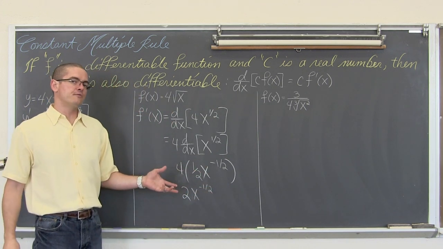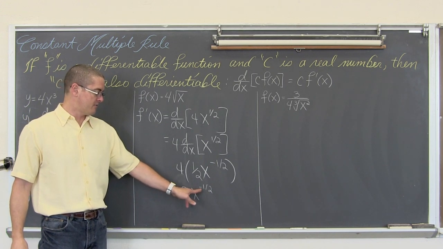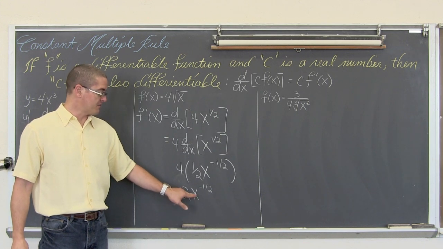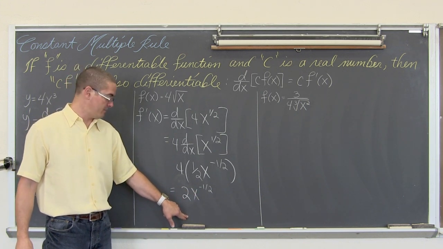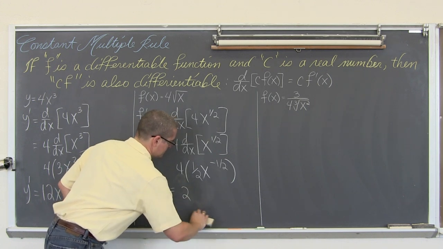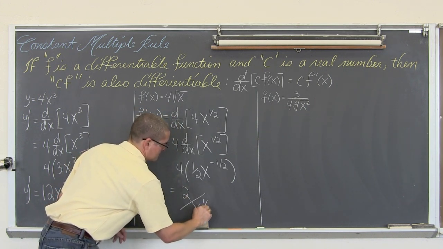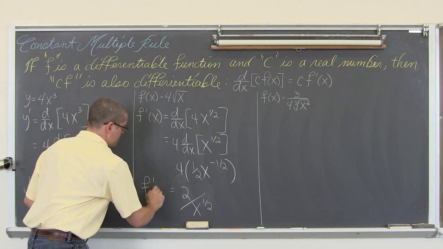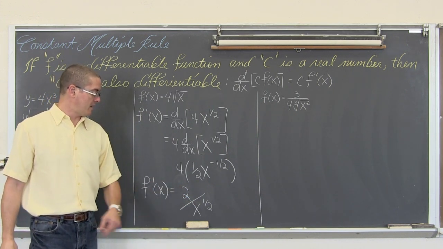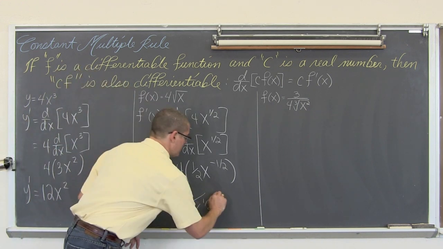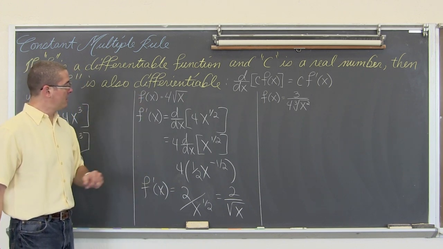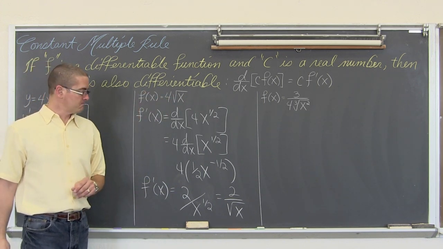But again, we don't like to leave negative exponents. So I'm going to go ahead and take that negative 1/2 power and move the base x to the denominator of what is now going to be a fraction, and have 2 over x to the 1/2 power, and that is equal to f prime of x, or the derivative, equal to 2 divided by x to the 1/2 power, or you can write that as 2 over the square root of x, and that's the derivative of 4 square root of x.